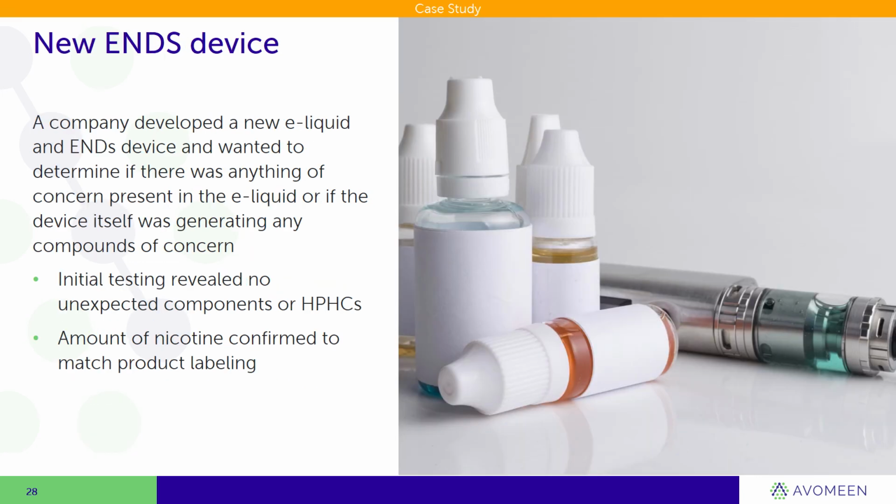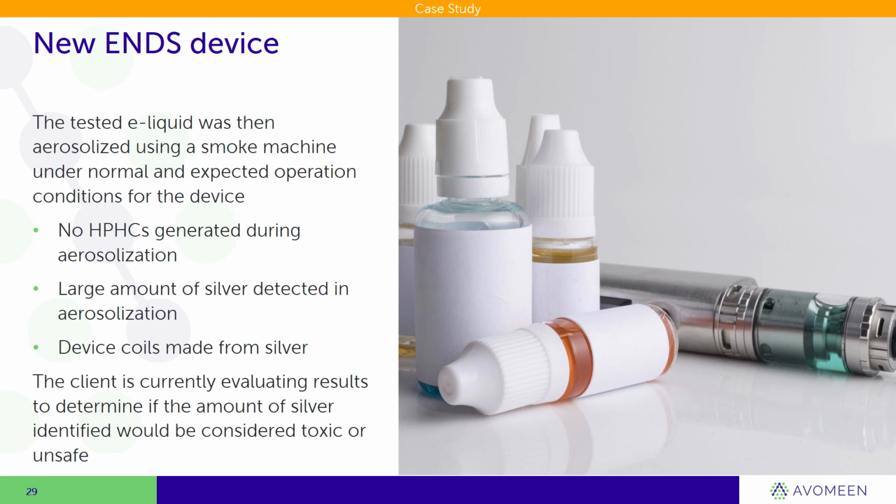I'm going to do a case study about a company that Avomeen was working with, developing a new ENDS device, or electronic nicotine delivery system. A company that developed a new liquid and a new ENDS device wanted to determine if there was anything of concern present in the e-liquid, or if the device itself was generating any components of concern. Initial testing on the liquid revealed no expected components or HPHCs. The amount of nicotine on the label was confirmed to match what we found analytically.